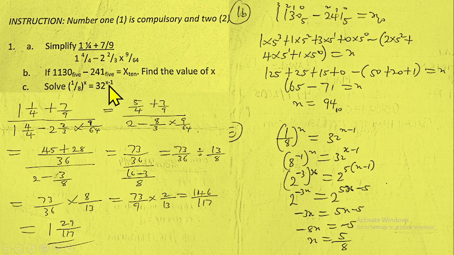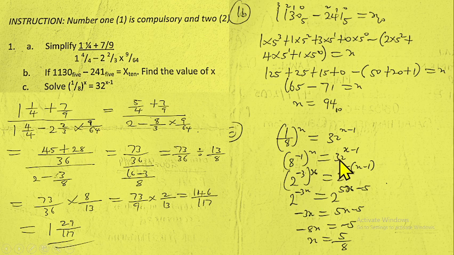Question number 1c is on indices. 1 over 8 raised to power x equals to 32 raised to power x minus 1. Then this can be written as 8 raised to power minus 1 raised to power x. That is, this means inverse of 8. Also, do you know that this you can change to 8? You can find the index form of 8. That will be 2 raised to power 3. Then that 3 will multiply minus 1. That gives us minus 3.